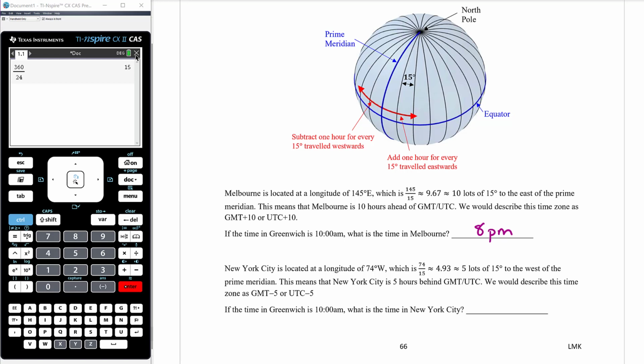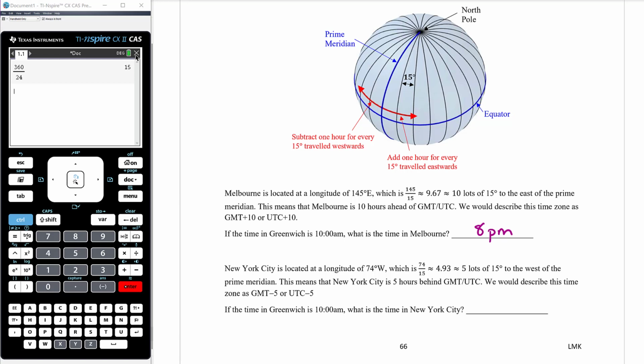New York City is located at a longitude of 74 degrees west, and so we want to know how many lots of 15 degrees that is. 74 divided by 15 is about 4.93, so approximately 5 lots of 15.